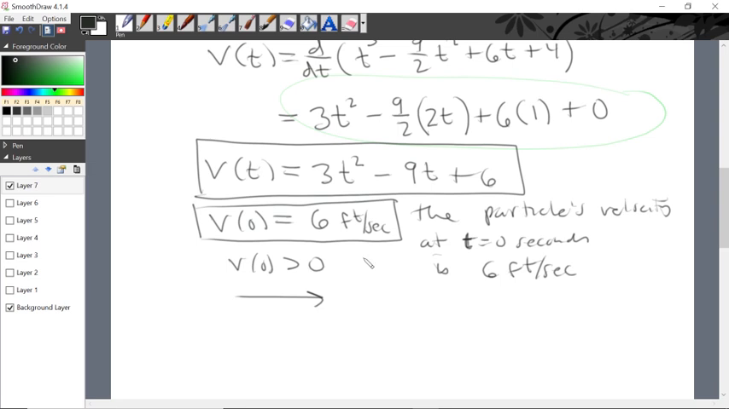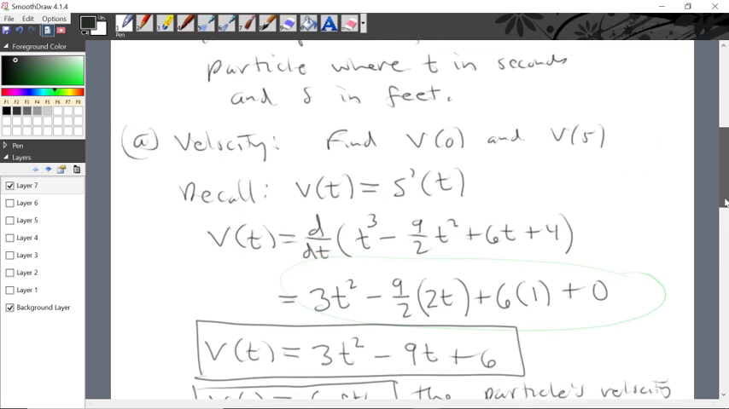And I know it's moving to the right because we have a positive velocity here. Okay, that's relative to the observer. Whatever direction we say is the positive direction, that's the direction it happens to be moving in. So that's v of 0.